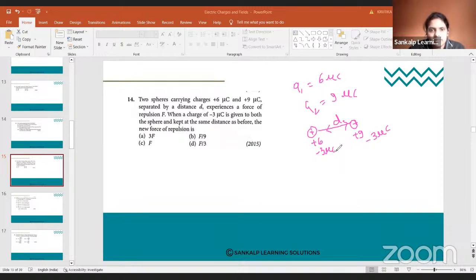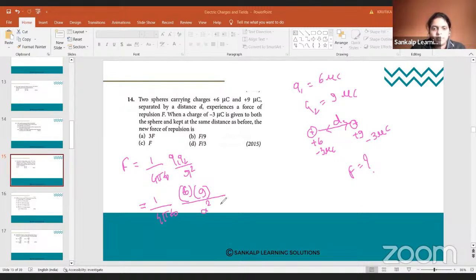Yes, we are giving to both the spheres and we are keeping it at the same distance. So now what is the force between them? First, according to Coulomb's law, F is equal to 1/4 pi epsilon naught Q1 Q2 upon R square. Coulomb's law. Right? Next, I will keep 1/4 pi epsilon naught the same way. Q1 Q2 values, it is 6 into 9 divided by d square, because the question says they are separated by a distance of d. So I will take d square here. This is my equation 1. Don't simplify, keep it as it is.